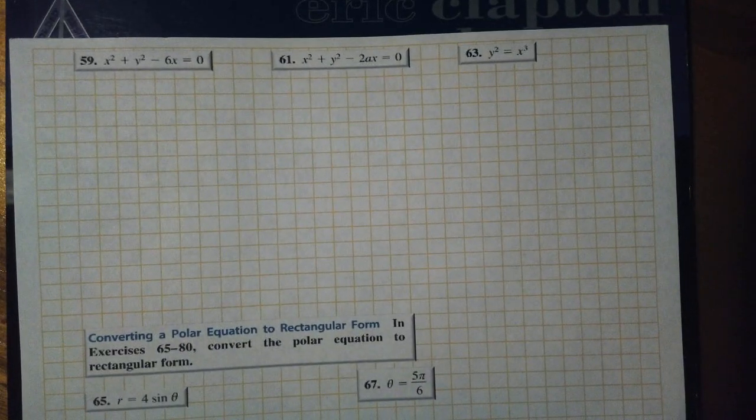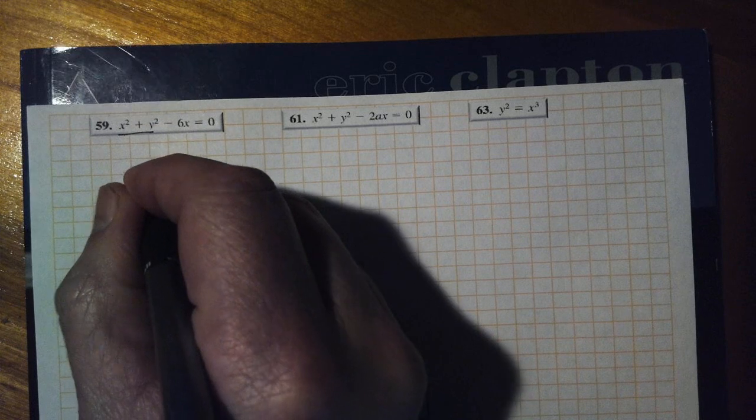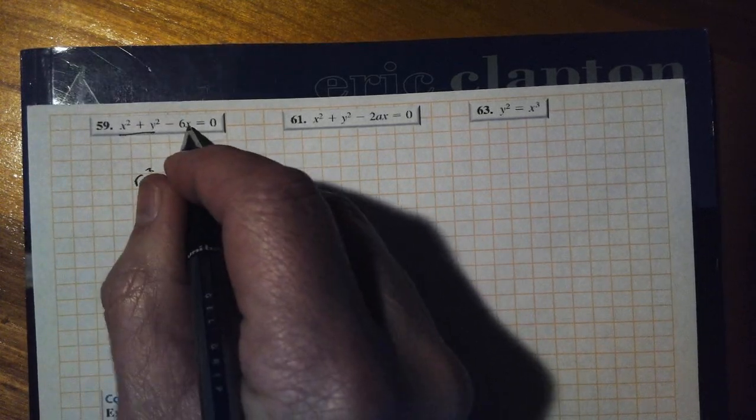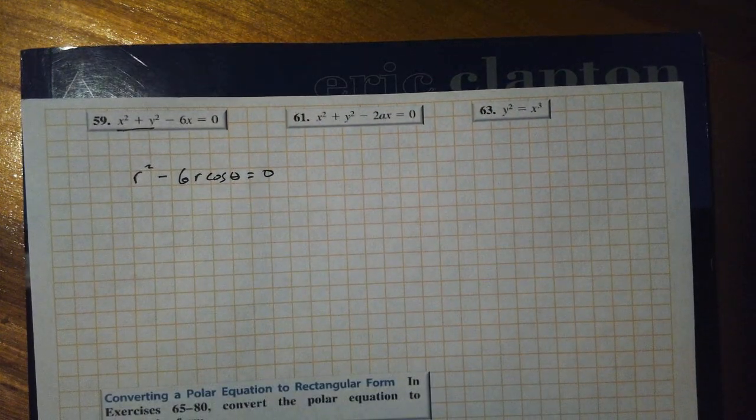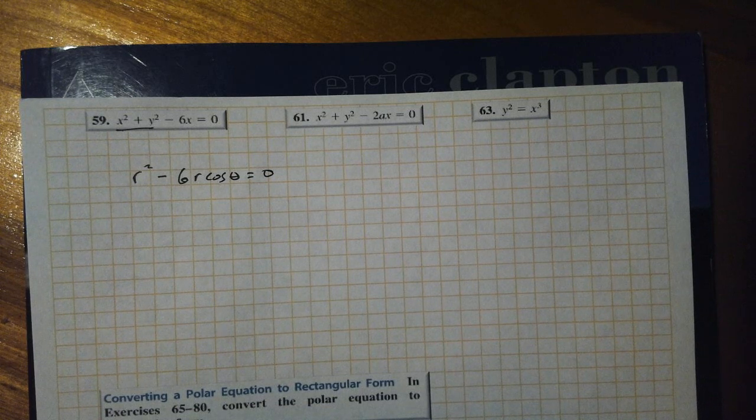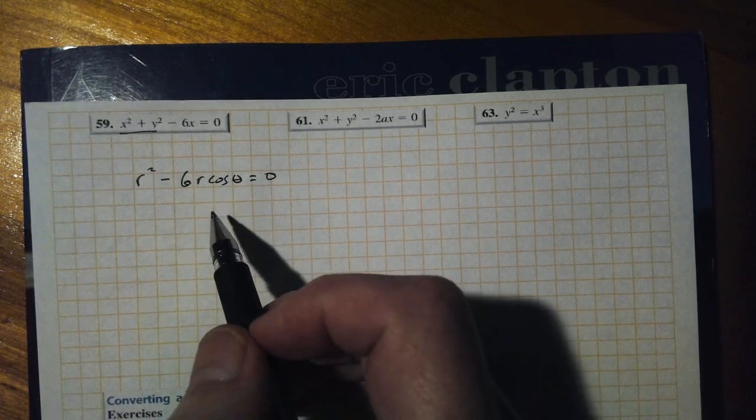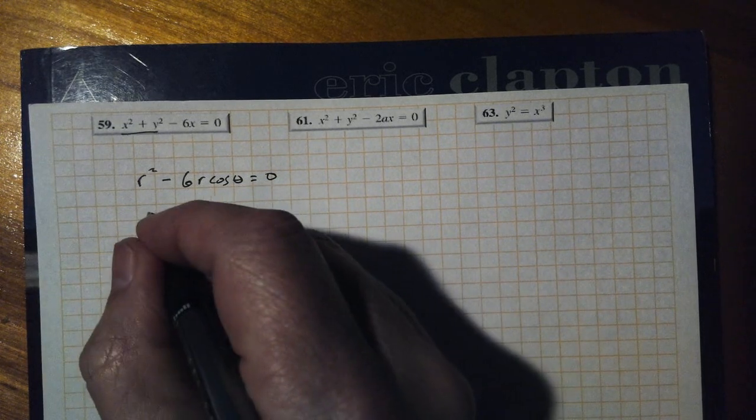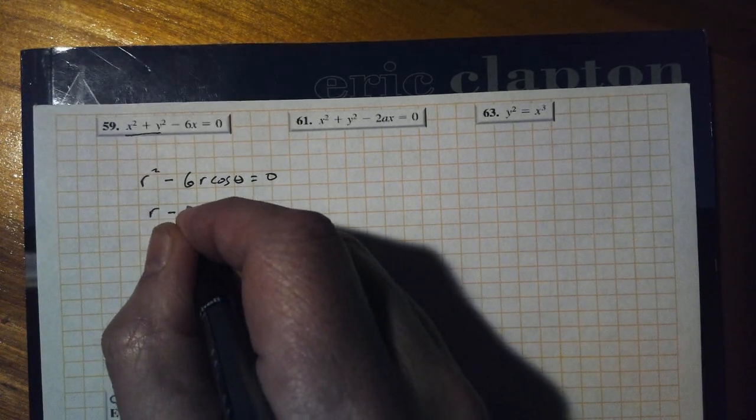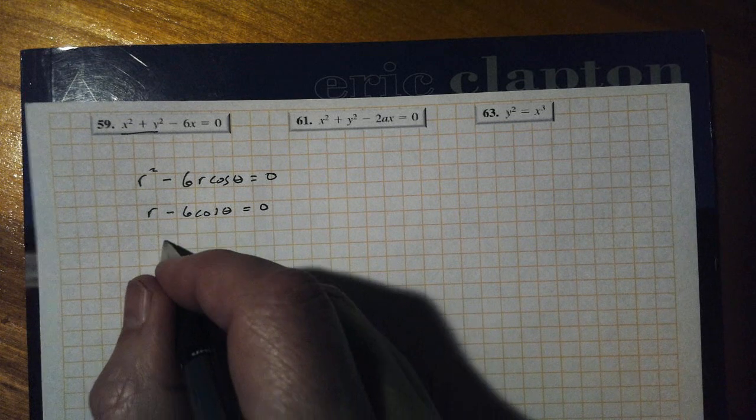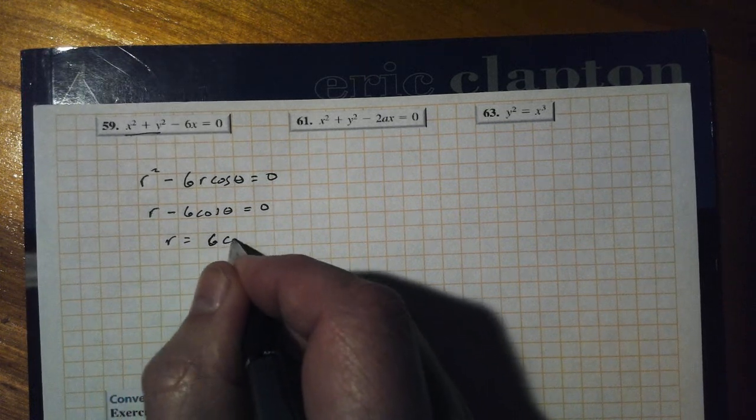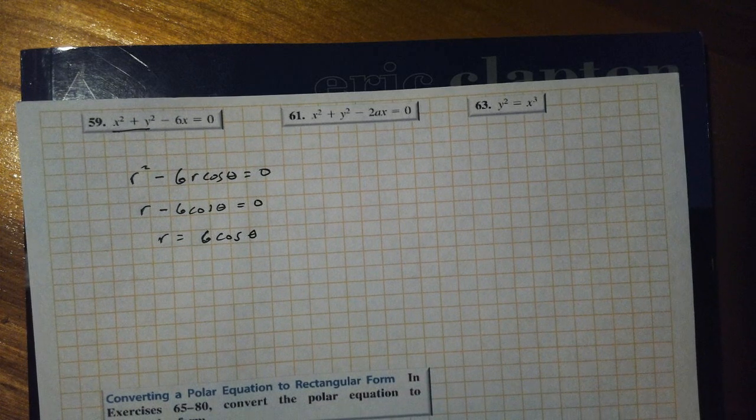Okay, let's continue on through these next 3 problems, same section. X squared plus y squared, love it. R squared minus 6x, which is r cosine of theta, equals 0. And ideally we would solve this for r. What could we do? I could divide both sides by r, and I get r minus 6 cosine of theta equals 0, or r equals 6 cosine of theta. Well, that wasn't bad.